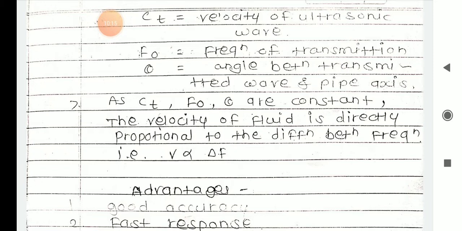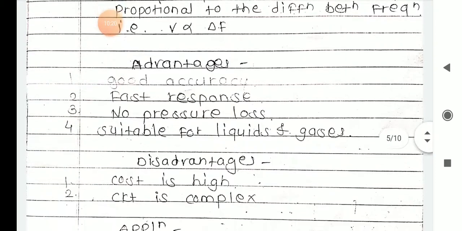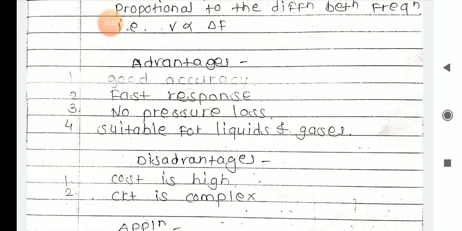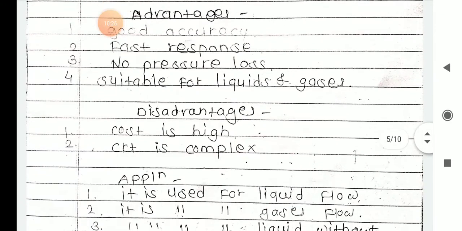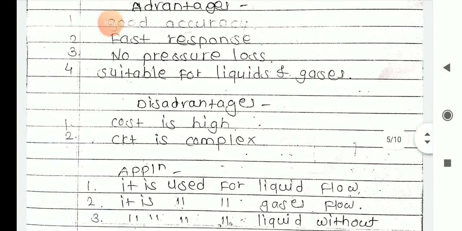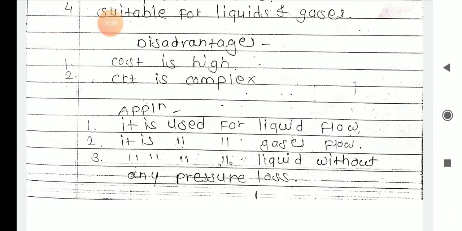Okay, so next, advantages: first is good accuracy, second is fast response, third is no pressure loss, fourth is suitable for liquids and gases. Disadvantages: cost is high, circuit is complex. Applications: it is used for liquid flow.